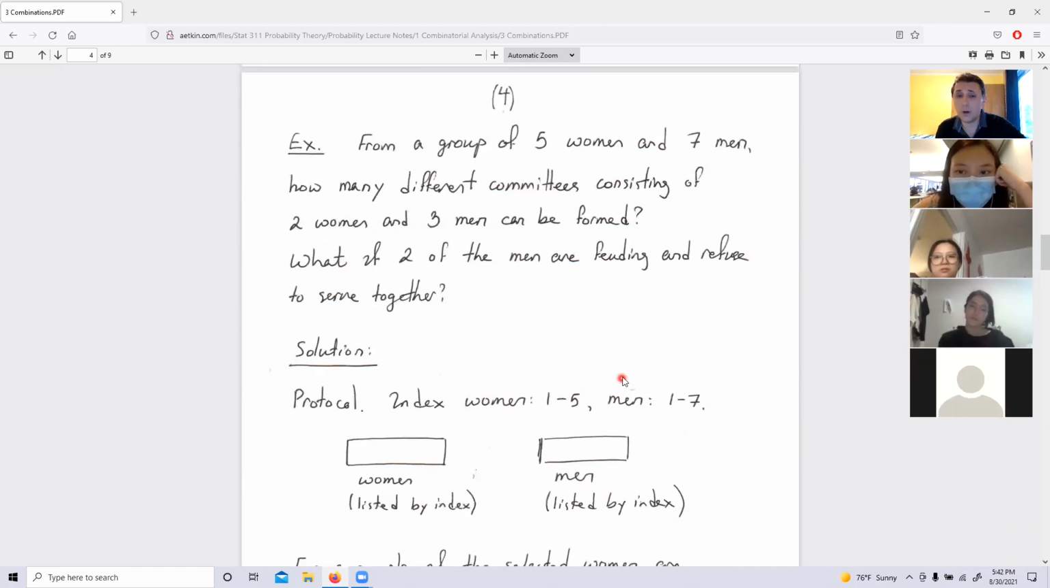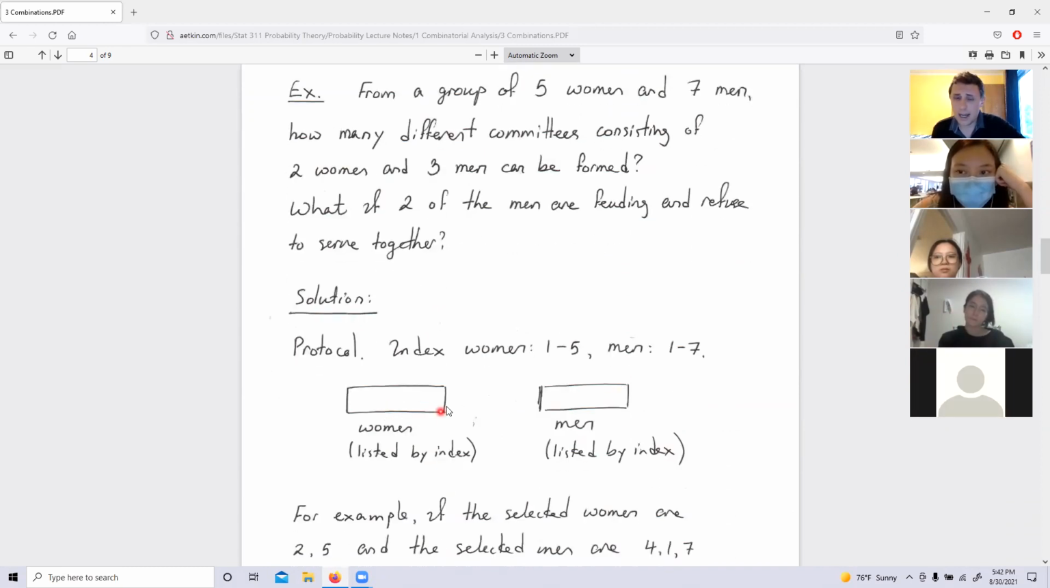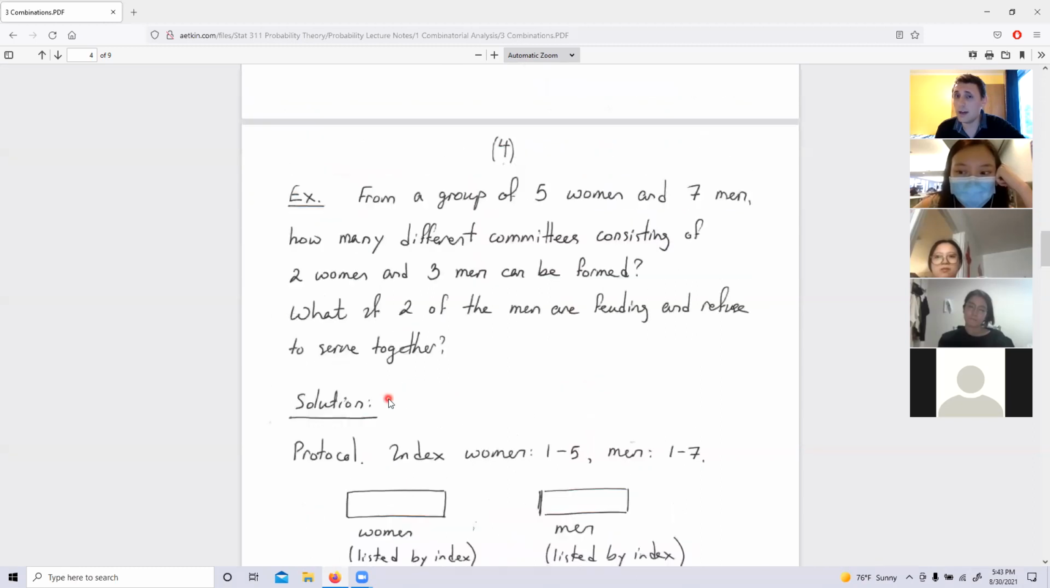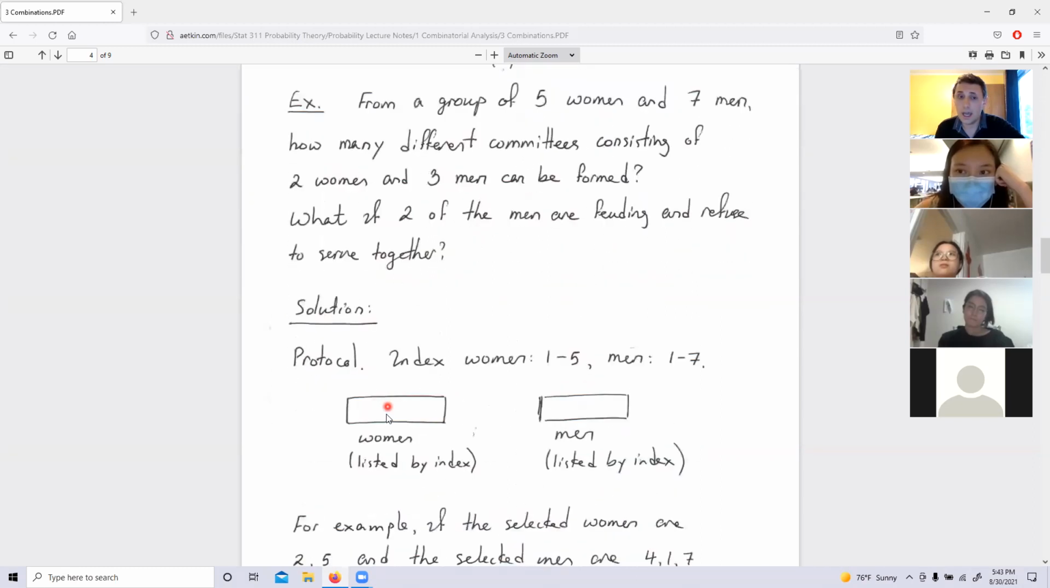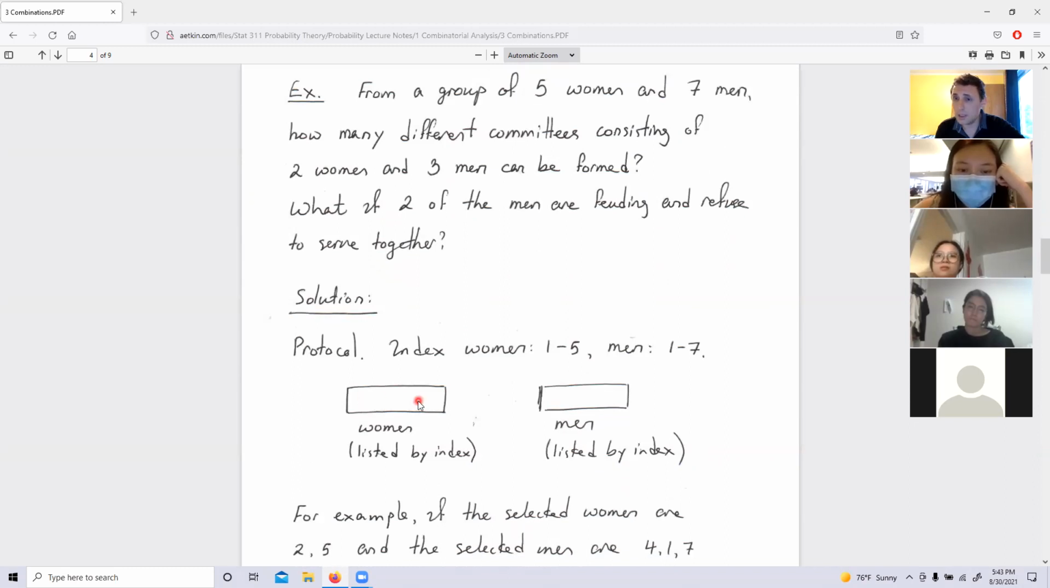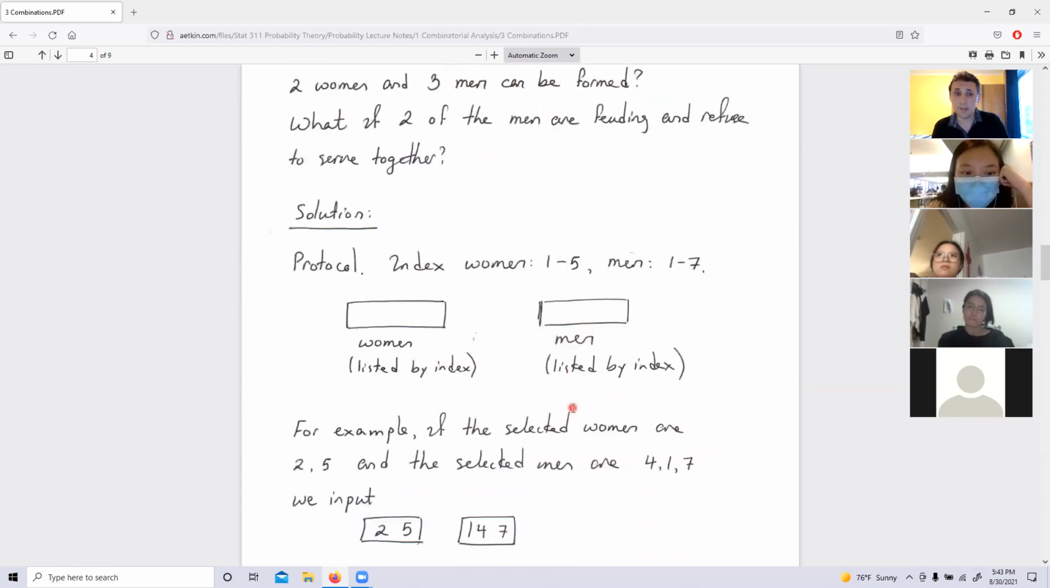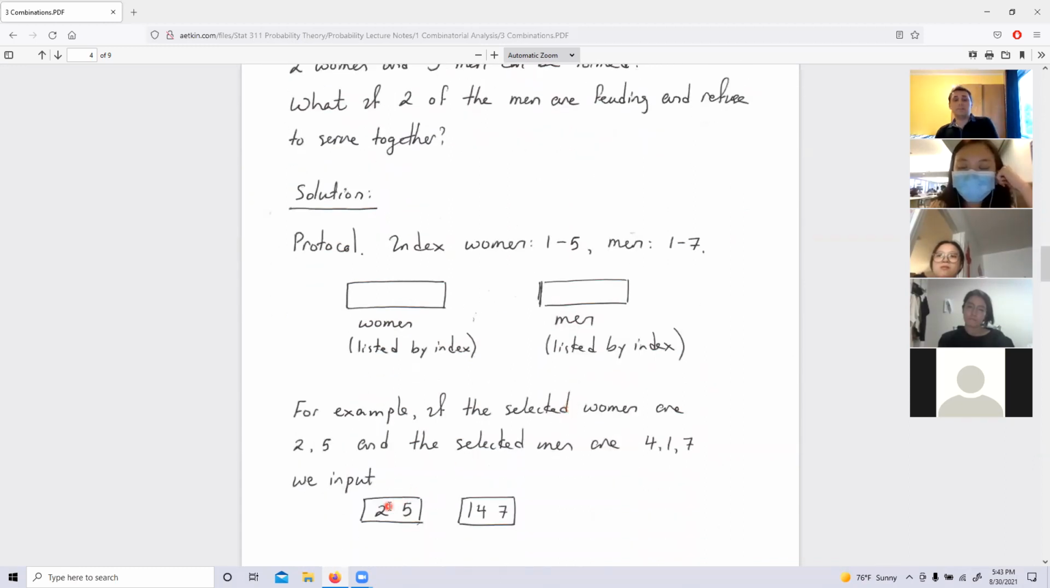So I want to form a code protocol. I have the selection. I have a box for women and a box for men. The women are labeled 1 through 5 and the men are labeled 1 through 7. I will write the code for women in order from smallest to largest, and I will do the same for men. For instance, I might have written 2, 5, 1, 4, 7. That means that woman number 2 and woman number 5 are part of the committee. Men number 1, number 4, and number 7 are part of the committee.